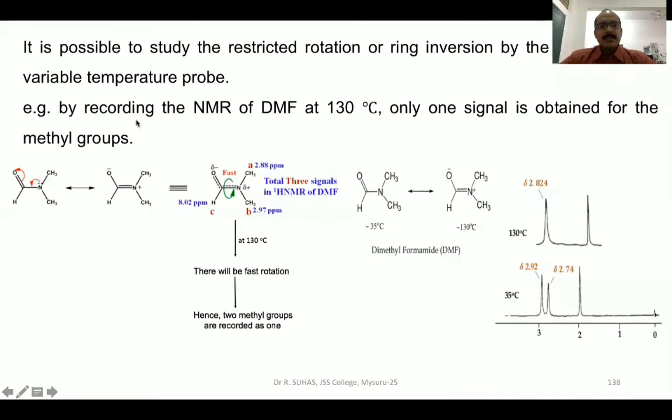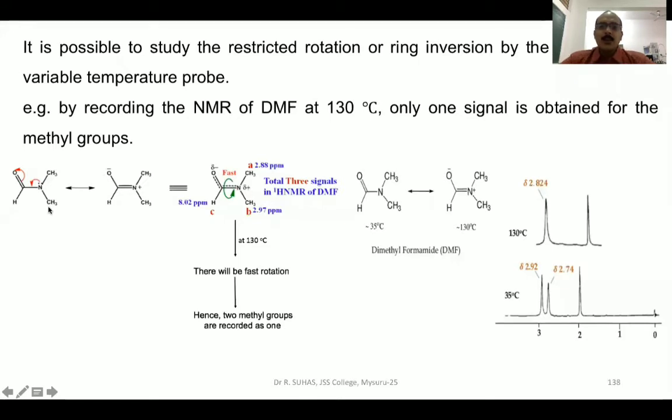So as the first example, we have taken the NMR of DMF. DMF is dimethyl formamide. To be more precise, we call it N,N-dimethyl formamide. What happens is, when you record the NMR of this DMF at room temperature, it will show two signals for the methyl groups. This is the structure of DMF, N,N-dimethyl formamide. So there are two types of methyl groups. When you record the NMR of this DMF at room temperature, you will see two different peaks for two different protons. You consider this as methyl A, and this is methyl B. Methyl A will give a singlet, methyl B will give a singlet.